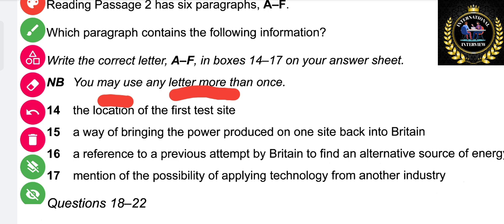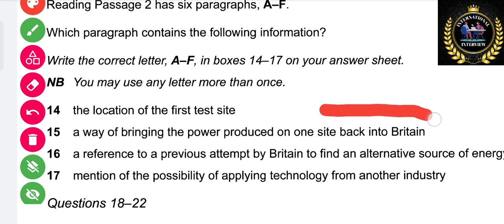Let's see the second question: a way of bringing the power produced at one site back into Britain. Here the keyword is site back into Britain. It means that the power is produced and then returned back to Britain. It means it was in some other place, then it was returned back and came into existence again in Britain. So which paragraph contains this information? We are going to mention that particular paragraph between A to F.